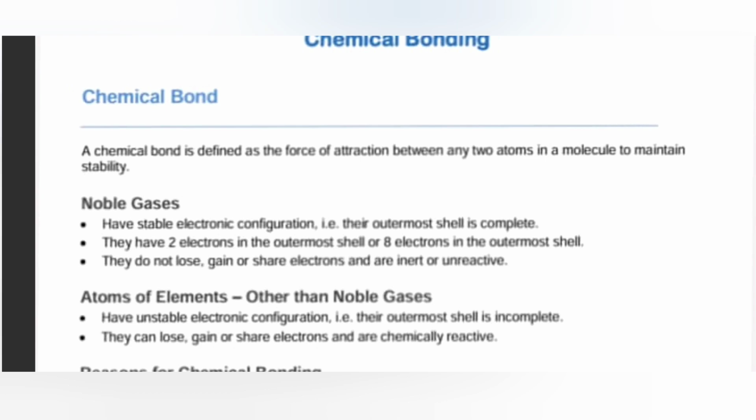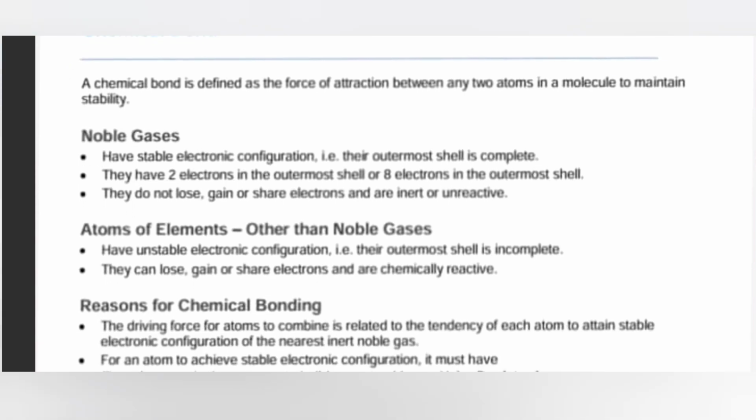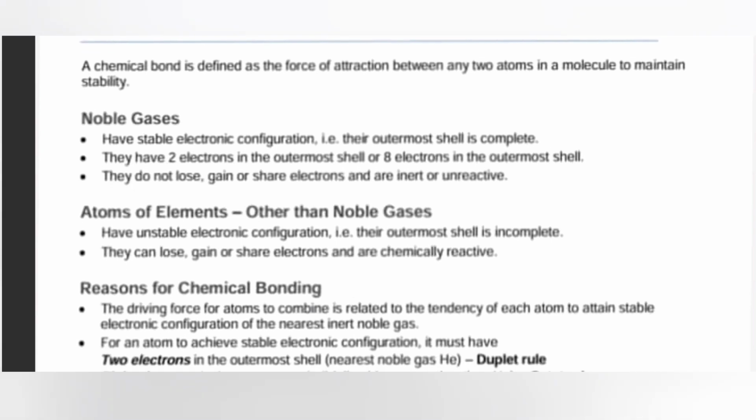Okay, so next, they do not lose, gain, or share electrons and are inert or unreactive. Basically, they do not lose, gain, or share because why is a chemical bond formed? Because atoms want to attain stability, but in this case they are already stable, so they do not need to react. That's why they are also not reactive, and when there is no reaction, there is no sharing, loss, or gain of electrons.